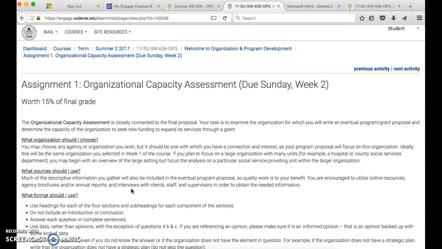Again, you can choose any organization that you wish, but the one that you have more of a connection with or interest in makes the most sense because of how much you'll be focusing on this. Ideally, what you write about for your assignment in week 2 should be what you've chosen for week 1, but if that ends up changing, that's also okay.